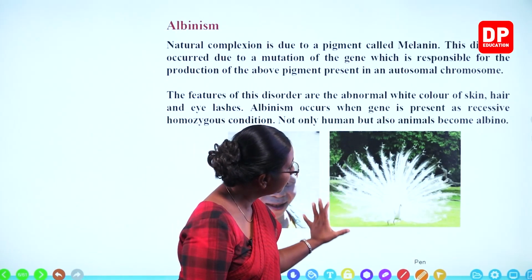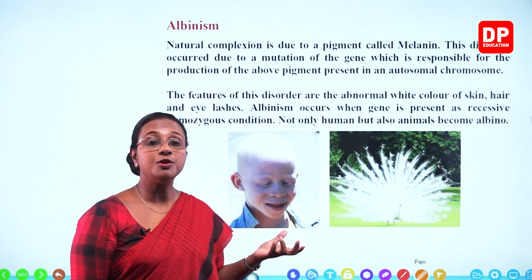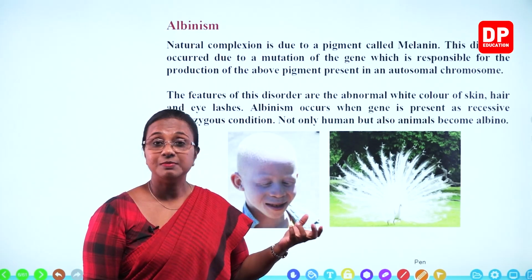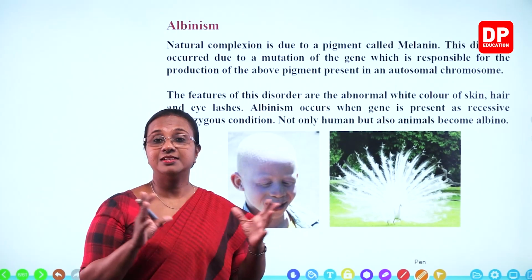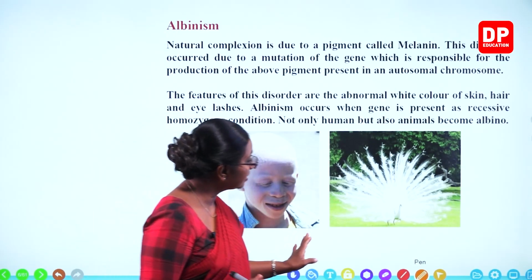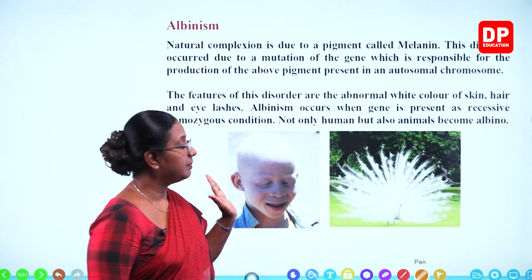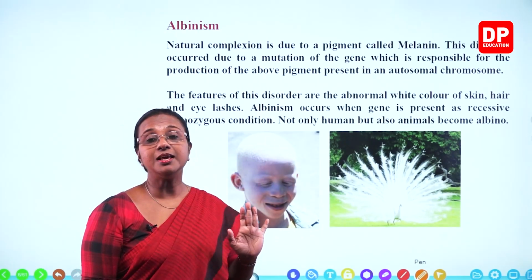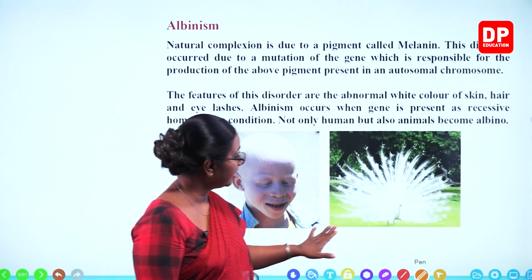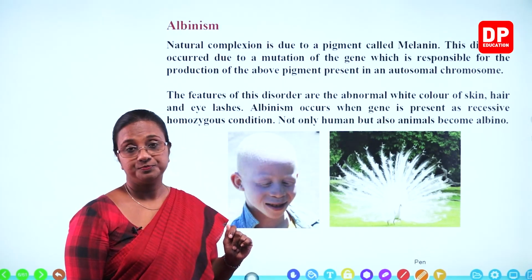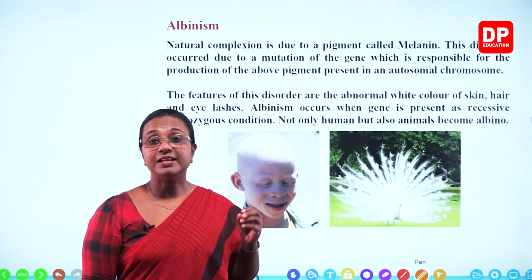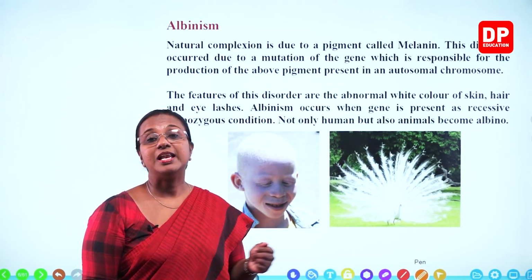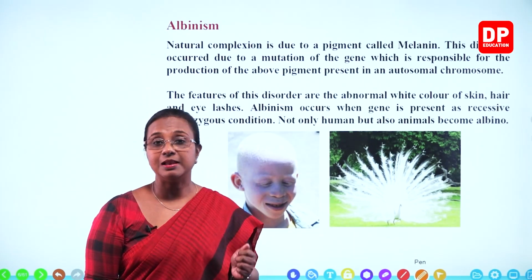Now, look at the feather of the peacock. Normally, you all know the peacock feather has many colors. Blue, green, greenish blue, different shades, and it's a nice design. But here you see the feather of the peacock is completely white because that is an albino peacock. There can be albino snakes. So like that, people as well as animals can be albinos.